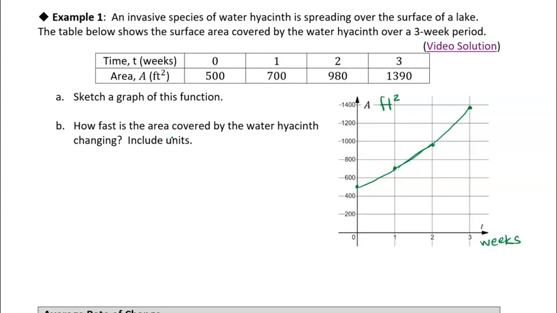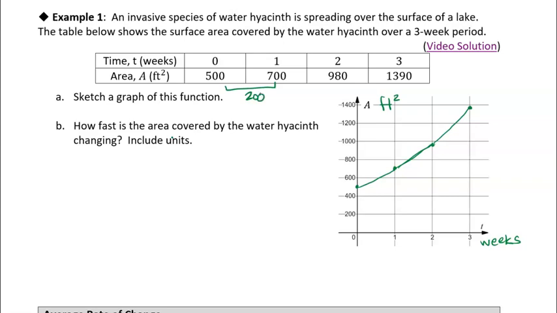All right, now the second question here is asking how fast is the area covered by the water hyacinth changing? Okay, now that's a bit ambiguous, right? What does that mean? How fast is the area covered? This is math, so we would like to quantify that rate. If you look at it, you can see that the area covered is changing over time. And I can see over the first week, we have an increase of 200 square feet.